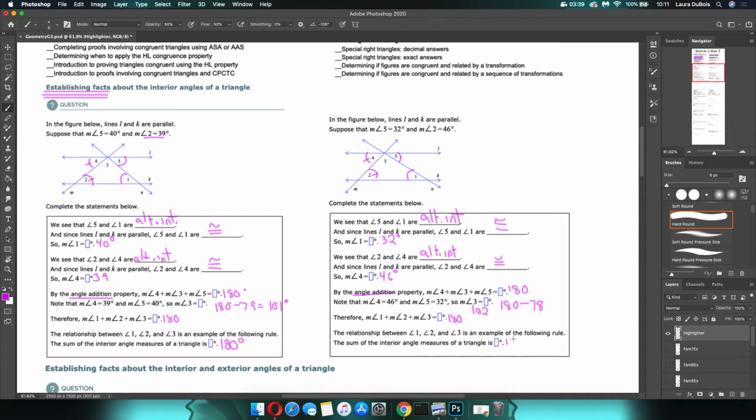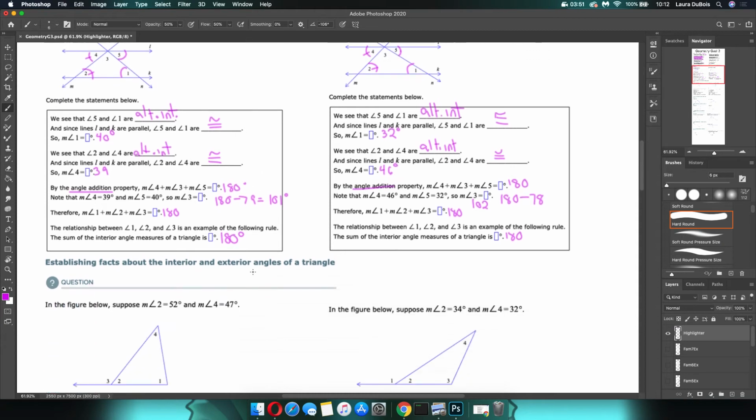180 and 180, which is why establishing facts tends to be really cathartic because of all of the repetition that is going on in this particular topic. And also, we're proving Ms. Dubois' favorite theorem, so there's that as well.